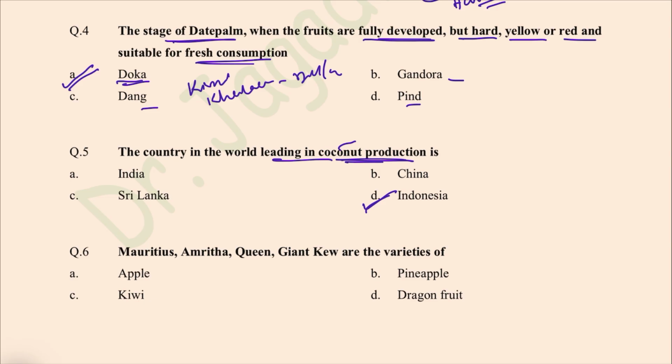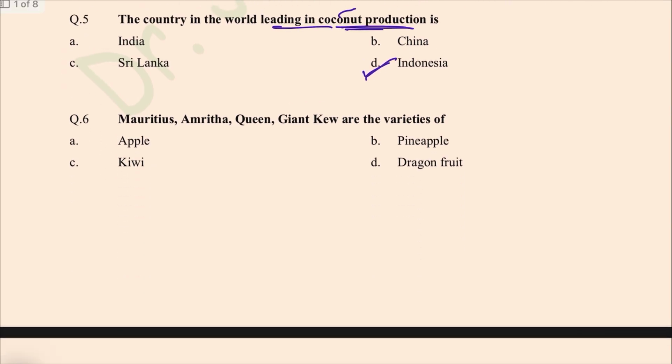Then which country in the world is the leading producer of cashew nut? That is Vietnam. Cashew nut, Vietnam. Okay. Next question: Mauritius, Amrita, Queen, Giant Q. These are varieties of pineapple. Okay, Mauritius, Amrita, Queen, Giant Q. These are varieties of pineapple or Ananas comosus.